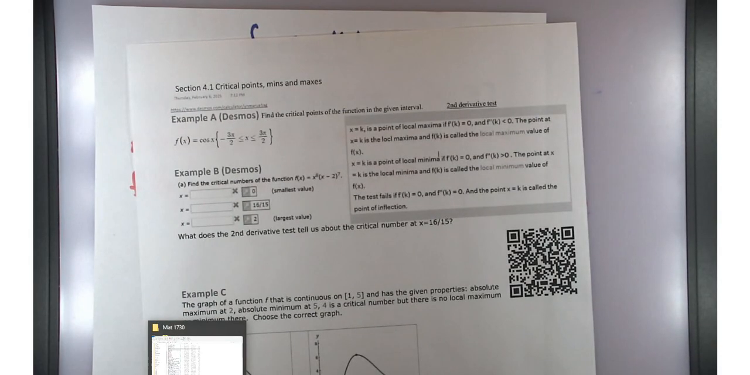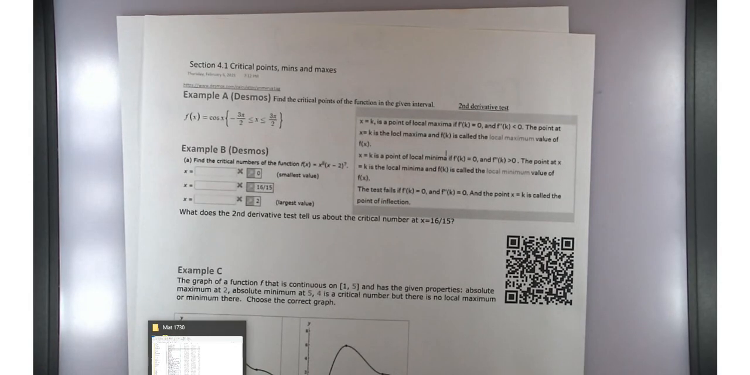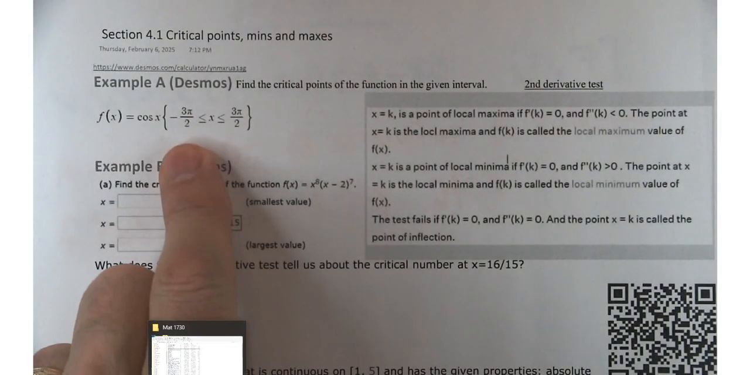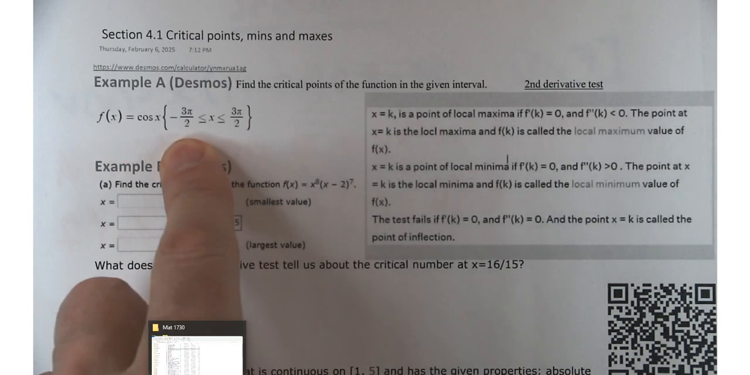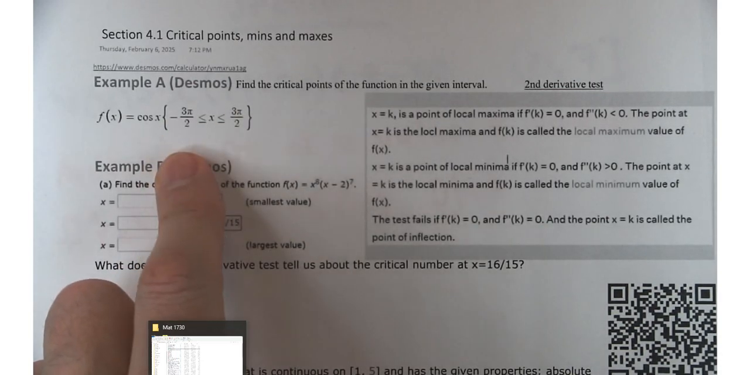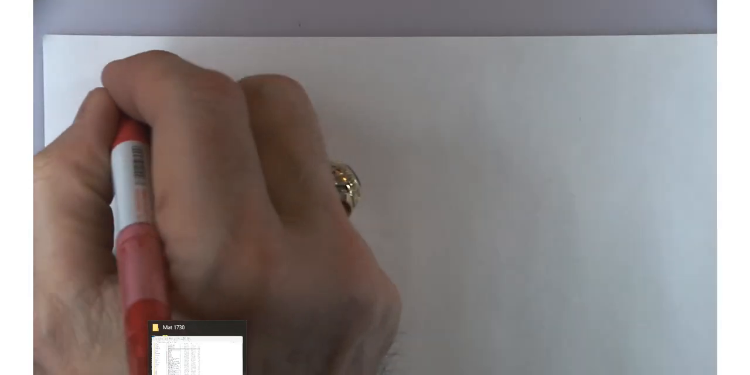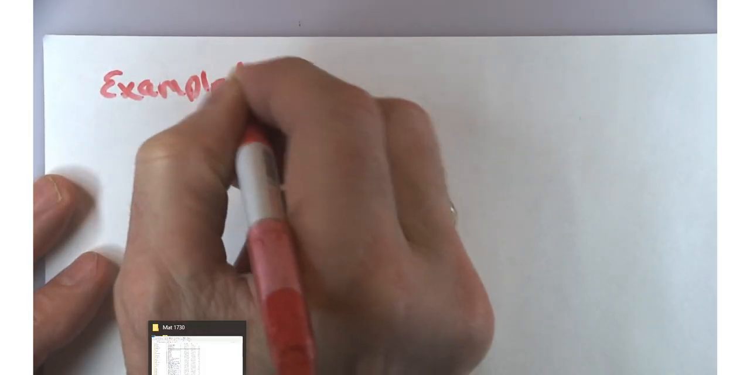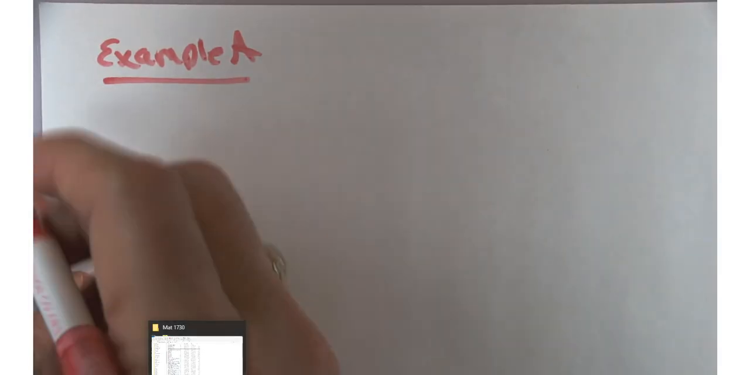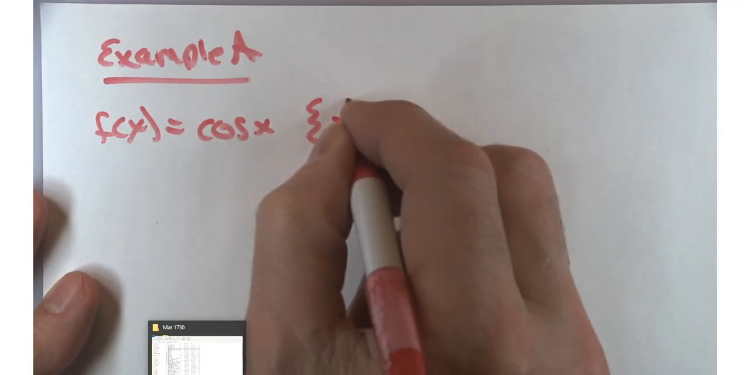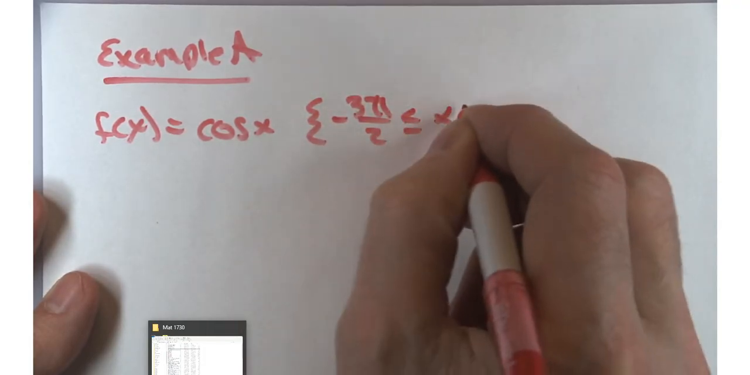So this is for your handout from the other day. I hope you still have your section 4.1 handout. So we're looking for the critical points of this function in this interval, negative 3 pi over 2 to 3 pi over 2 for cosine of x. So, okay, let's work on that. So that'll be example A here. So we've got f of x equals cosine of x, and that's going to be between negative 3 pi over 2 and 3 pi over 2.